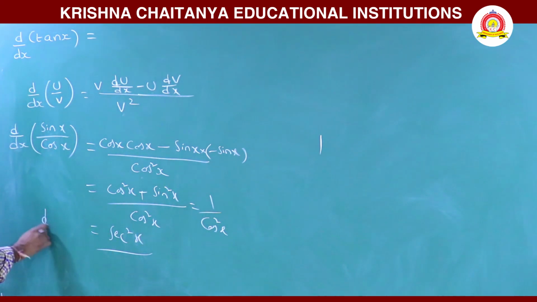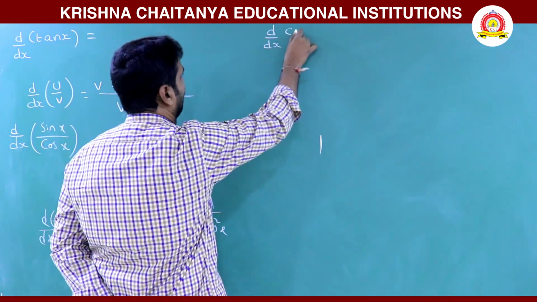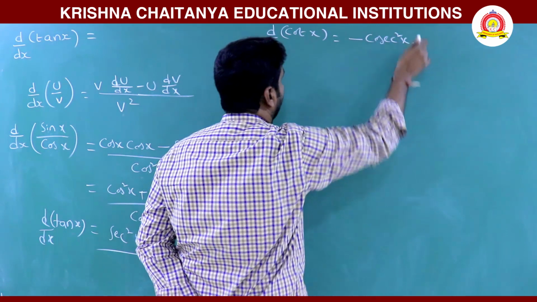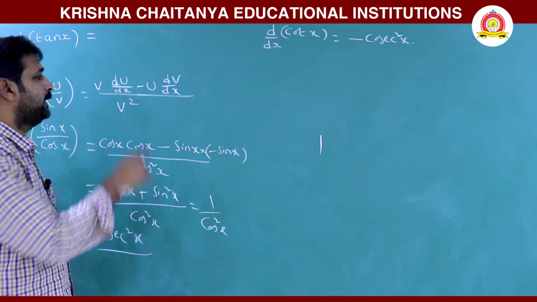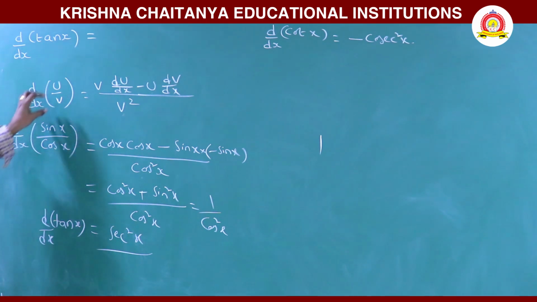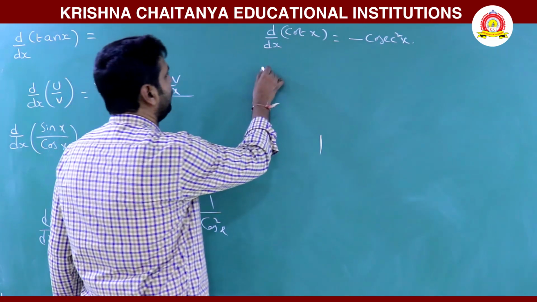So d by dx of tan x equals secant squared x. Similarly, we can write d by dx of cot x, which will be minus cosecant squared x. In the same fashion as we write tan x as sin x by cos x, cot x can be written as cos x by sin x, and again taking the differentiation using the u by v method, we will get minus cosecant squared x.